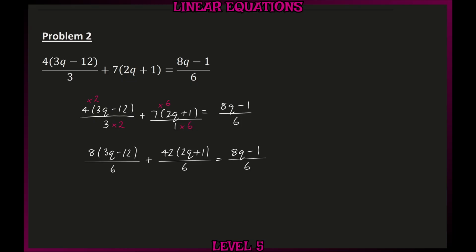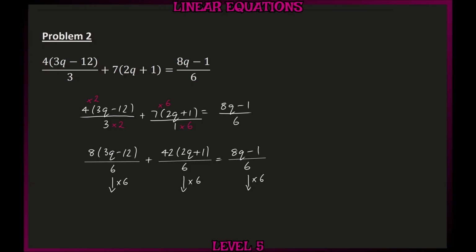Now the benefit in having all 3 of these fractions over the same denominator is that we can now use the inverse of divide by 6, which is times by 6, to eliminate all 3 of these denominators. So we times every term in this equation by 6.